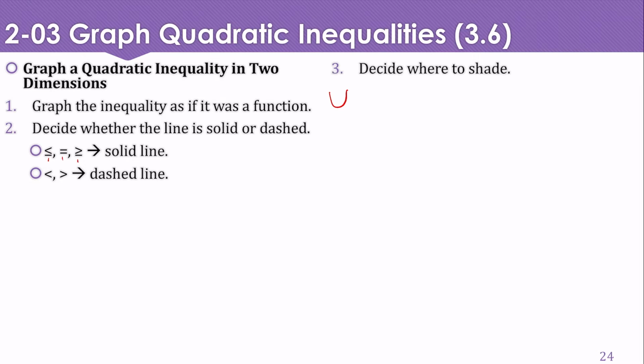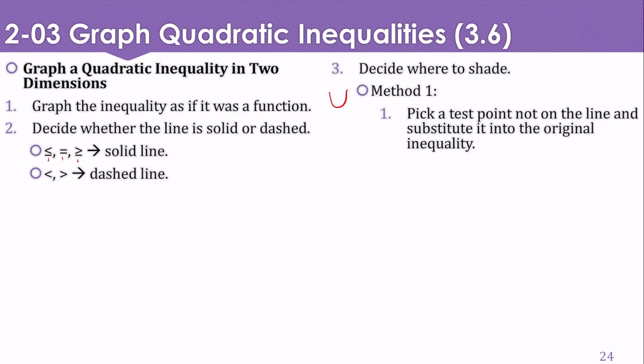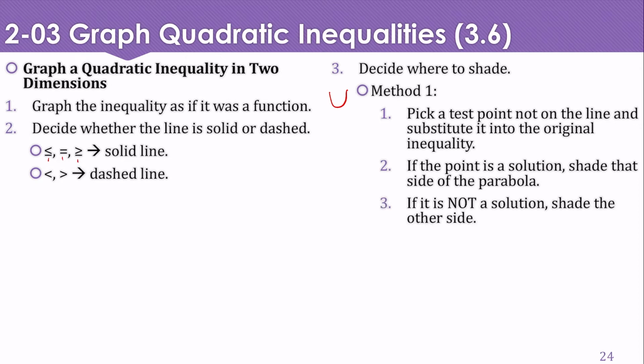Then you have to decide where to shade. Now there's 2 ways to do that. Method 1 is you pick a test point. Find some point not on the line, plug it into the inequality. If that point is a solution, you shade that side. If it's not a solution, you shade the other side.